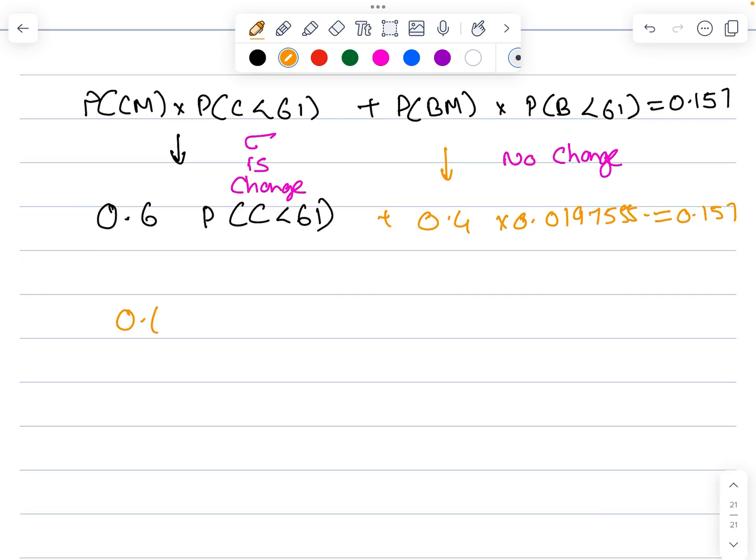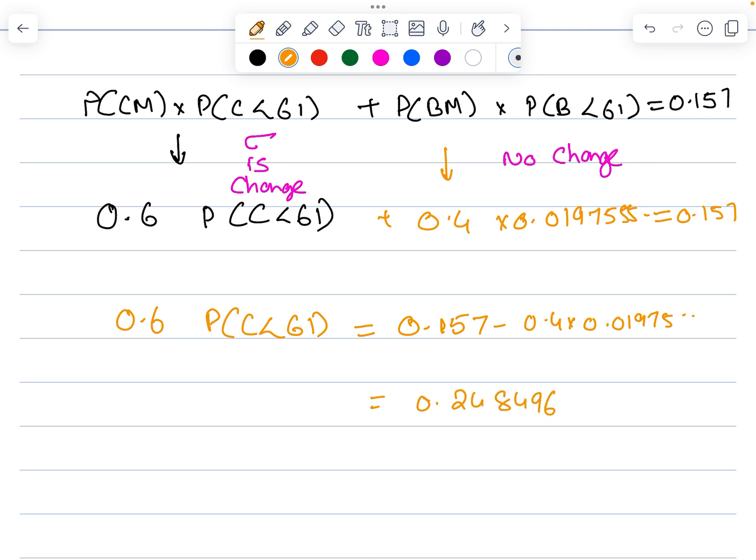So from here, 0.6 times the probability of the chocolate muffin less than 61 equals 0.157 minus 0.4 times 0.01975 and so on. So this becomes 0.248496 divided by 0.6. I bring this 0.6 out to the other side. So probability of chocolate muffin less than 61.